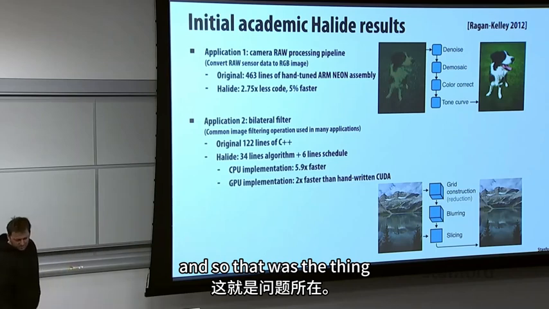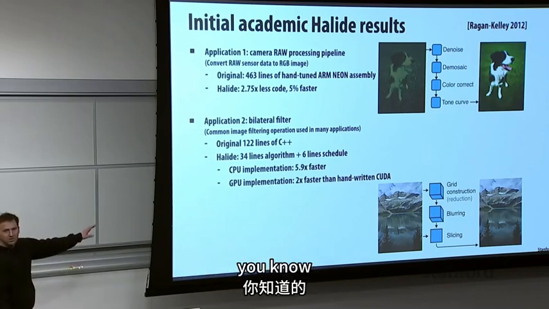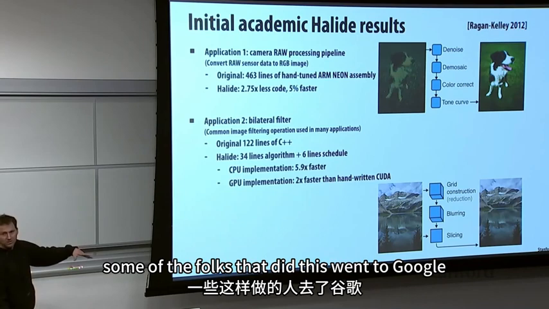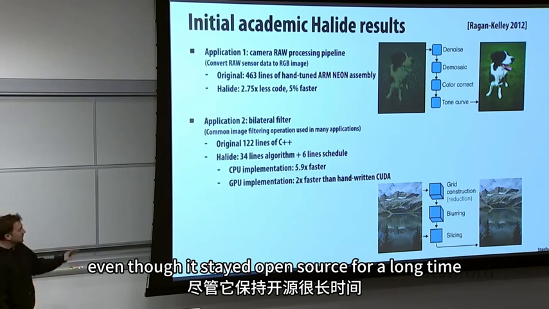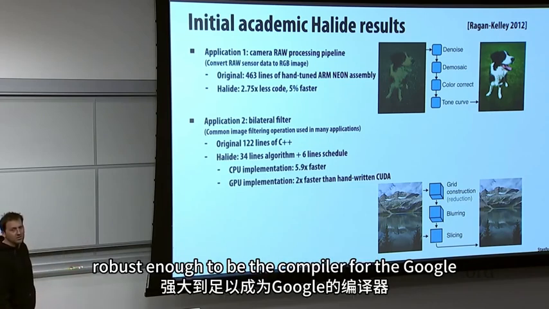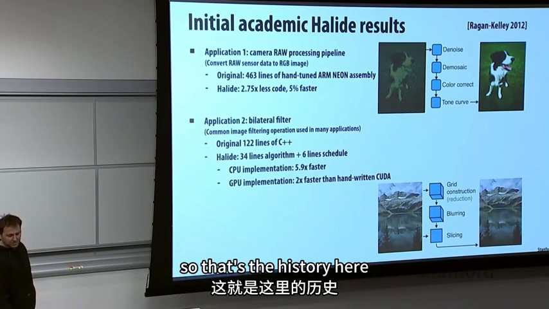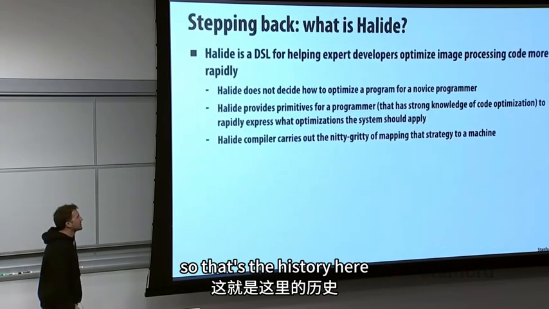Okay. And so that was the thing. And then Google, some of the folks that did this went to Google. And they did it full-time at Google, even though it stayed open source for a long time. And this became robust enough to be the compiler for the Google image processing pipeline. So that's the history here.